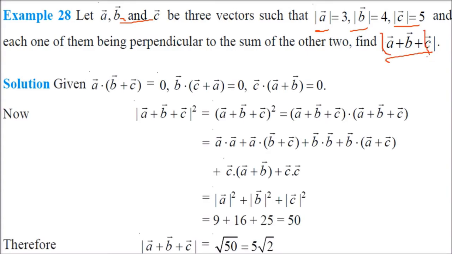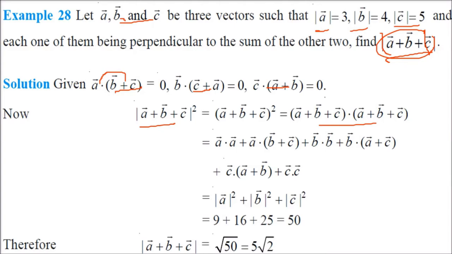We know that A dot (B plus C) is 0, B dot (C plus A) is 0, and C dot (A plus B) is 0. This is given because these are the 3 vectors, each one of them being perpendicular to the sum of the other two. This is given.